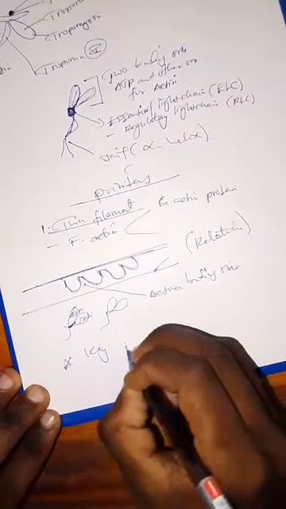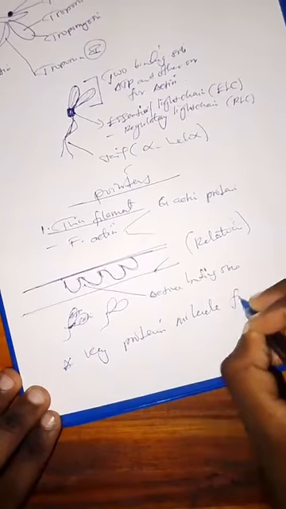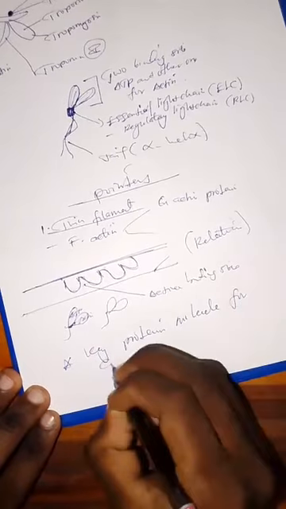The key protein molecule for contraction is called what? It's called the troponin.